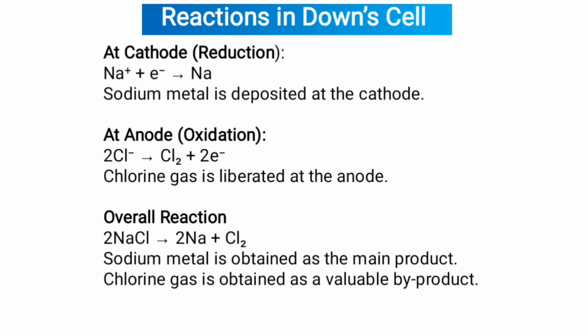Now, reactions in the Downs cell. At the cathode, reduction: sodium ions plus electron gives sodium metal, which is deposited at the cathode. At the anode, oxidation: 2Cl⁻ gives Cl2 plus 2 electrons. Chlorine gas is liberated at the anode. Overall reaction: 2NaCl gives 2Na plus Cl2. Sodium metal is obtained as the main product. Chlorine gas is obtained as a valuable byproduct.